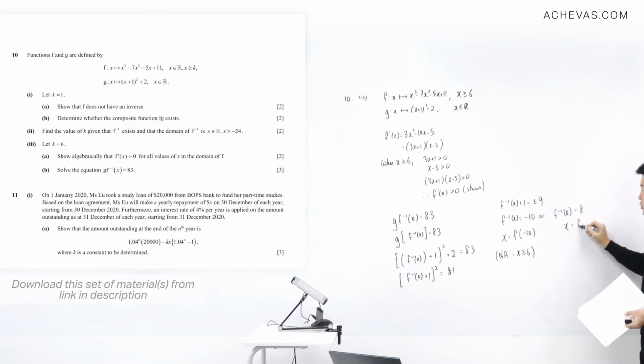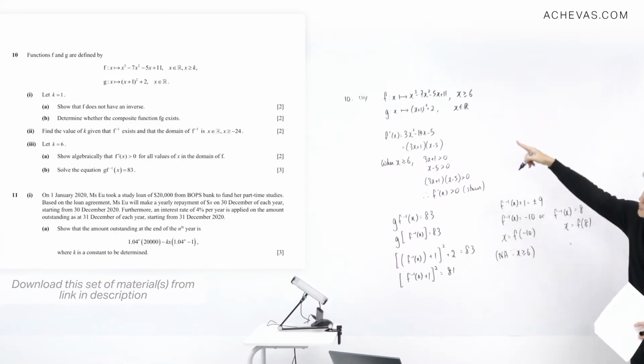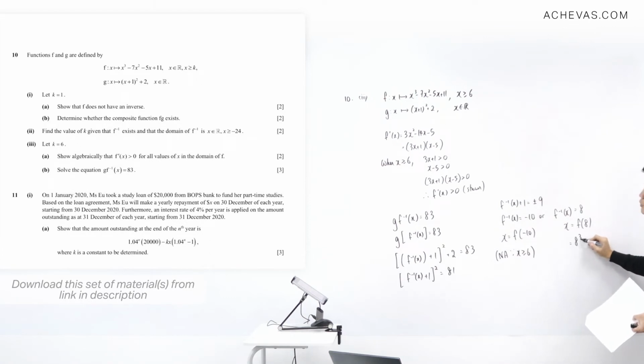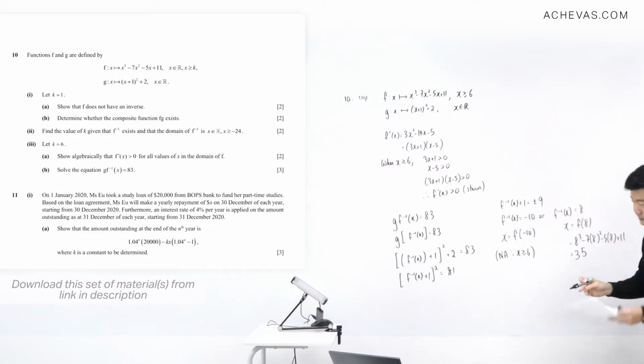How about this? x is going to be equal to f of 8. Okay, now this is possible. And what is f of 8? Using that, we have 8 to the power of 3 minus 7 times 8 squared minus 5 times 8 plus 11. This gives us the value of x. It is equal to 35.